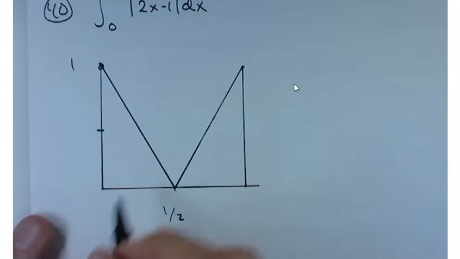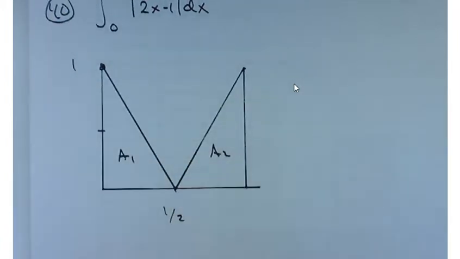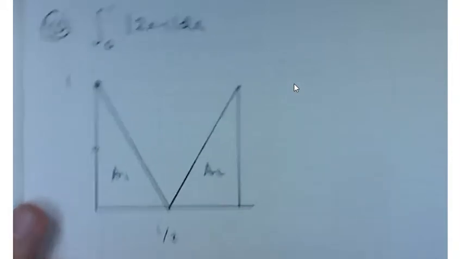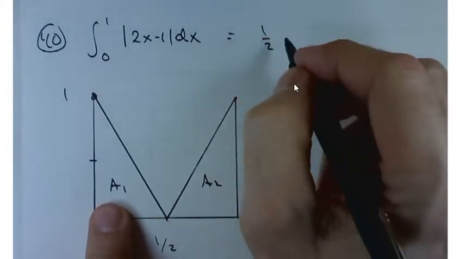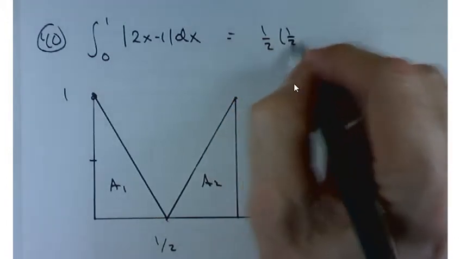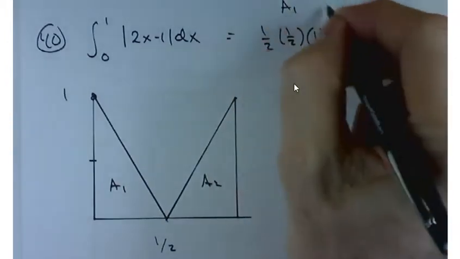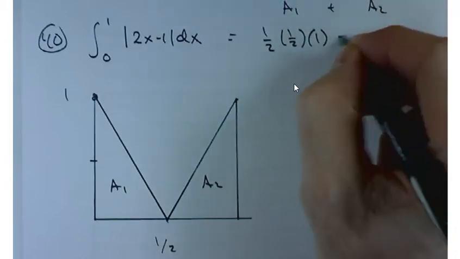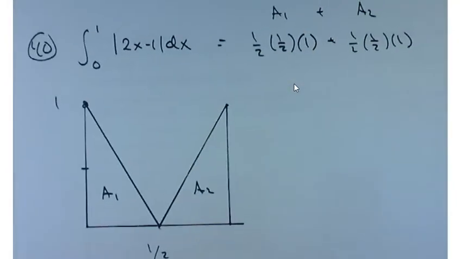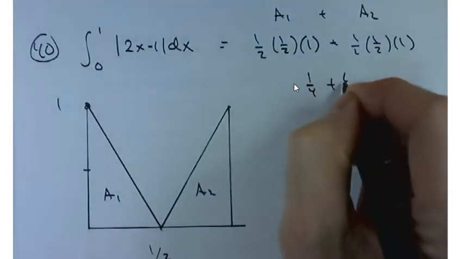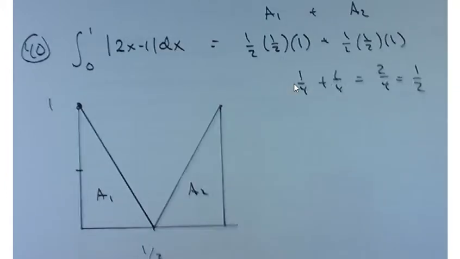Let's find the area. Area of the rectangle. So I need 2 things, area 1 and area 2. You know what? I think they're going to be the same. So let's see, it's going to be 1/2 of the base times the height. So 1/2 of 1/2 times 1. That's area 1 plus area 2 is going to be the same thing. 1/2 of 1/2 times 1. So twice of 1/4 is 1/2. Nice.